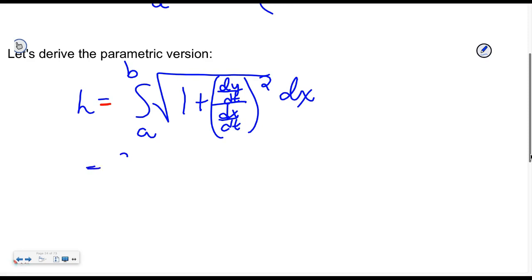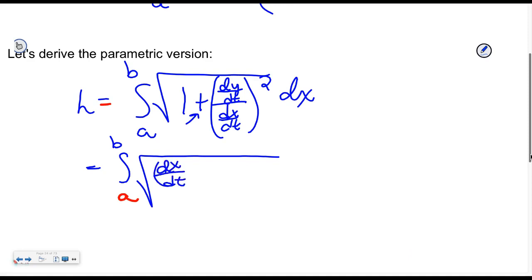The next thing I'll do is what we always do when we're adding fractions and we want to clean it up. We do our crisscross and then multiply across. So I'm going to take this sum and make it one single fraction. I will do dx dt quantity squared, plus dy dt quantity squared, all over, and it's still all under the root, dx dt quantity squared on the bottom.